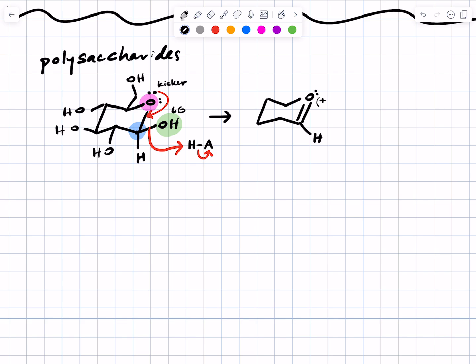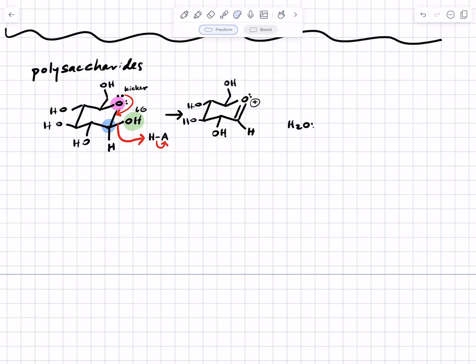The ring oxygen has a positive formal charge on it. The leaving group, water, left, right? And this intermediate is called an oxonium ion. It is even more reactive than an aldehyde.